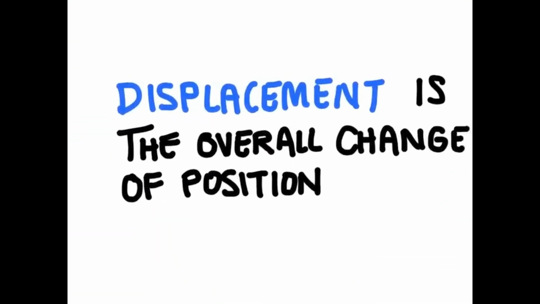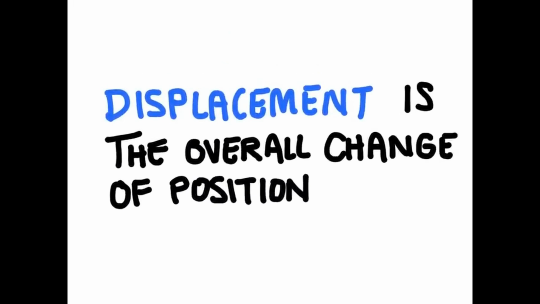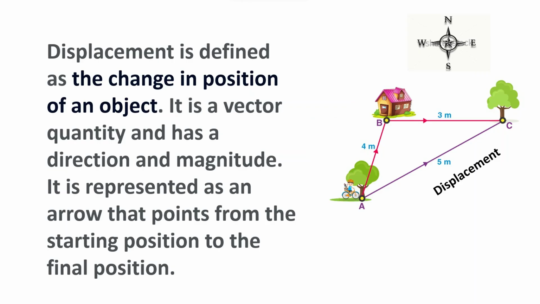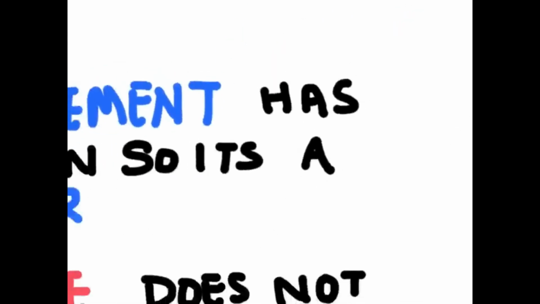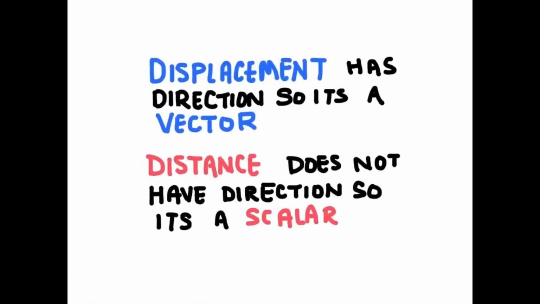Now the definition for displacement is the overall change in position. So we're looking at a starting position comparing it to a finishing position. And then the other big difference here is that displacement is going to include a direction. Now, displacement includes a direction, and so we call this measurement a vector. And so measurements that include directions are called vectors. Distance doesn't include a direction, and so it's called a scalar.